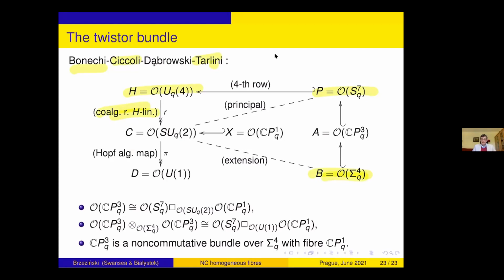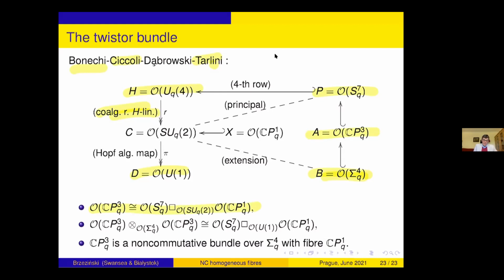And again, everything fits into the framework. So we have a Hopf algebra map to functions on U1. And then if we look at those coinvariants under this coaction, what we can recover is three-dimensional quantum projective space. Again, it's a Waksman-Soibelman type.